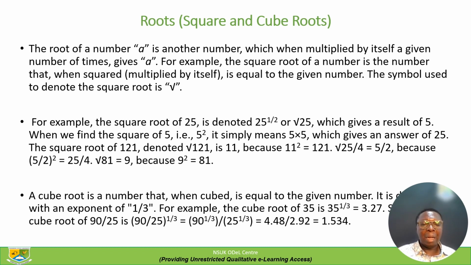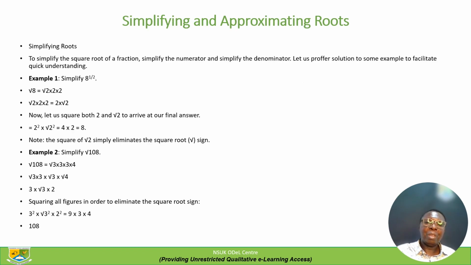A cube root is a number that, when cubed, is equal to the given number. It is written with an exponent of 1 over 3. For example, the cube root of 35 is 35 to the power of 1 over 3, which is equal to 3.27. The cube root of 90 over 25 is 90 over 25 to the power of 1 over 3. That is equal to 90 to the power of 1 over 3 divided by 25 to the power of 1 over 3, which is 4.48 over 2.92, which is equal to 1.534.